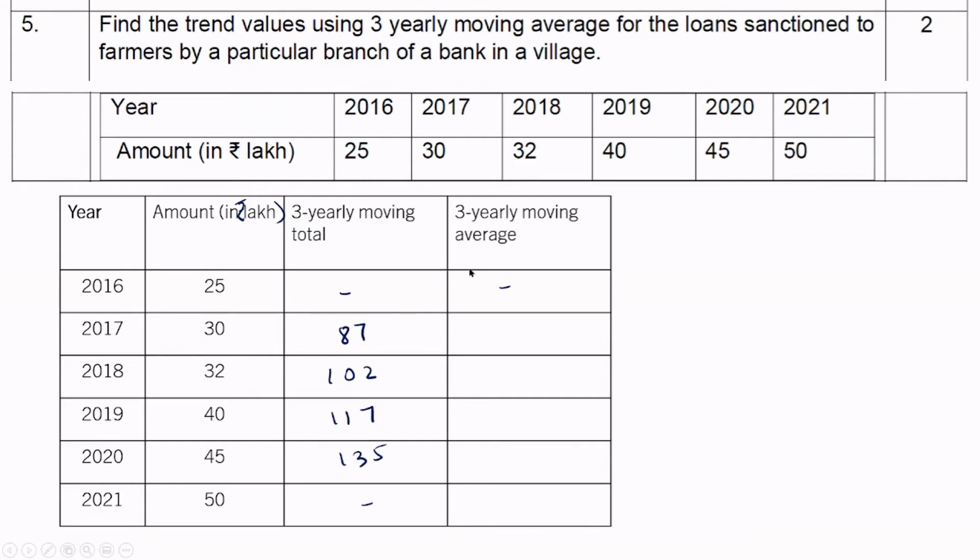So for 2017, the 3 yearly moving average is 87 by 3, which is 29. Then we have 102 by 3, which is 34. Then 117 by 3, 39. Then 135 by 3, 45. So these are the 3 yearly moving averages for the given data. Finding 3 yearly moving total carries 1 mark and finding 3 yearly moving average carries 1 mark.